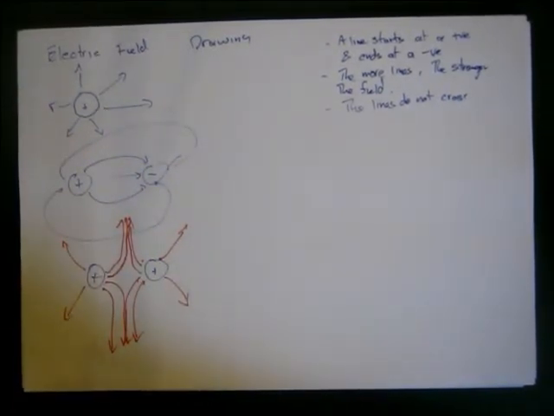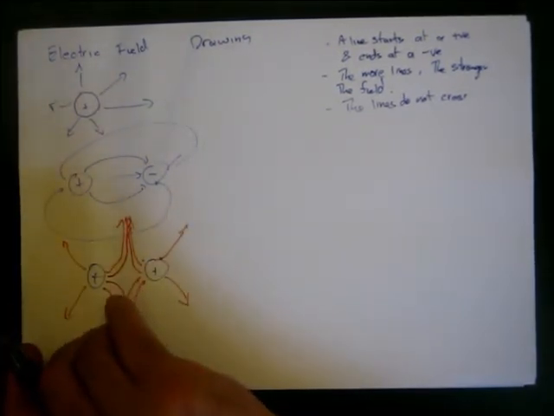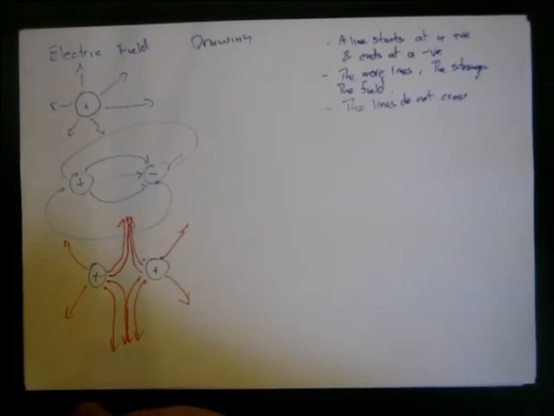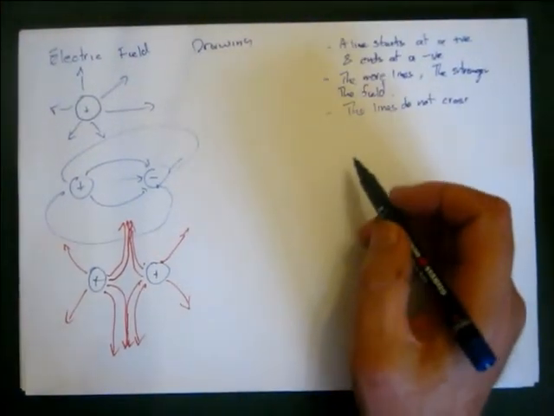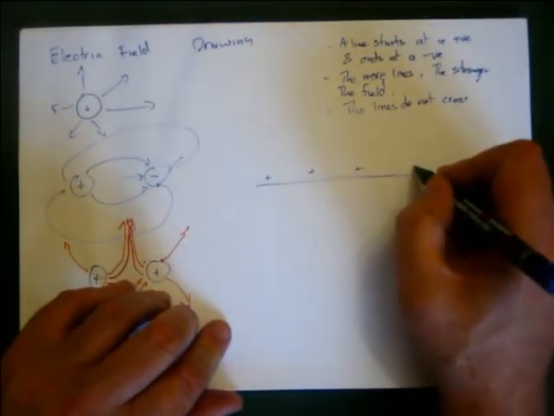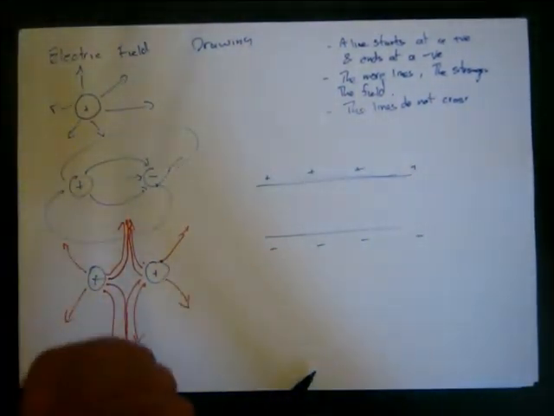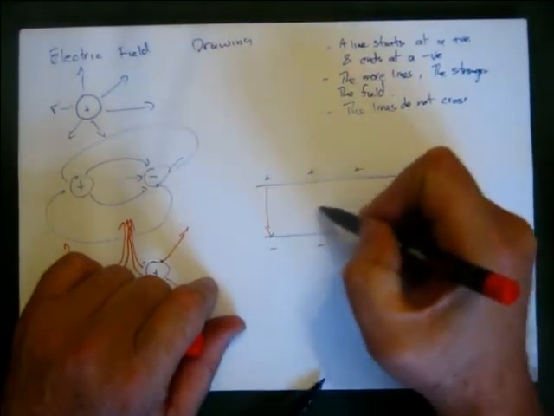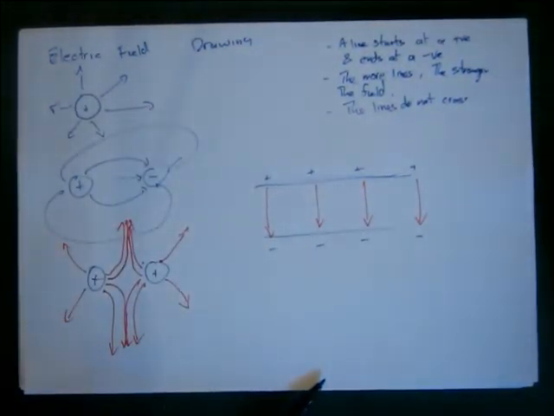So lines never cross. The more lines you have, the stronger the field is, the closer the lines are together. And remember, they must start at a plus and end at a minus. So if we have two plates, plus, plus, plus, plus, like on a capacitor, for example, the lines would start at a plus, end at a minus.